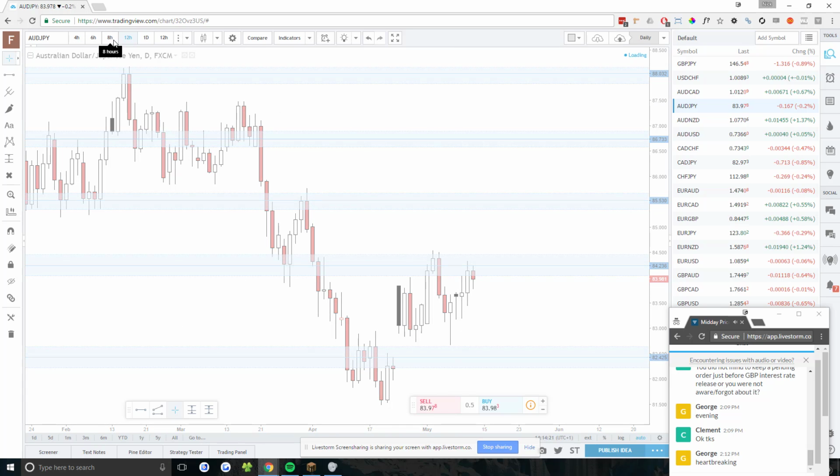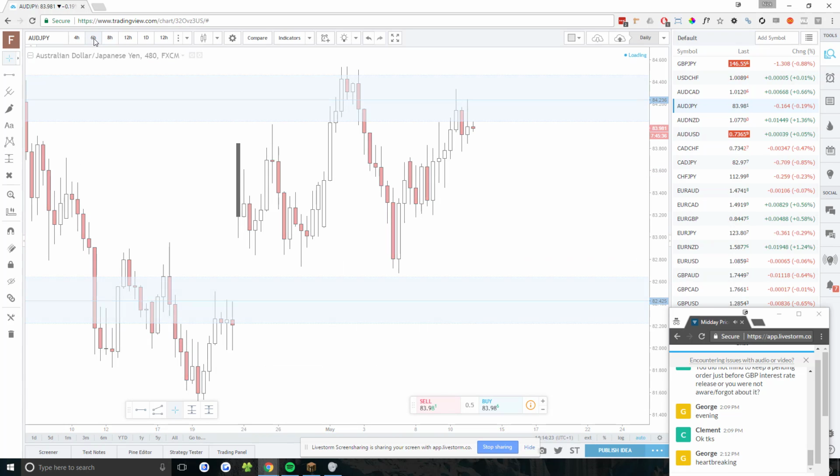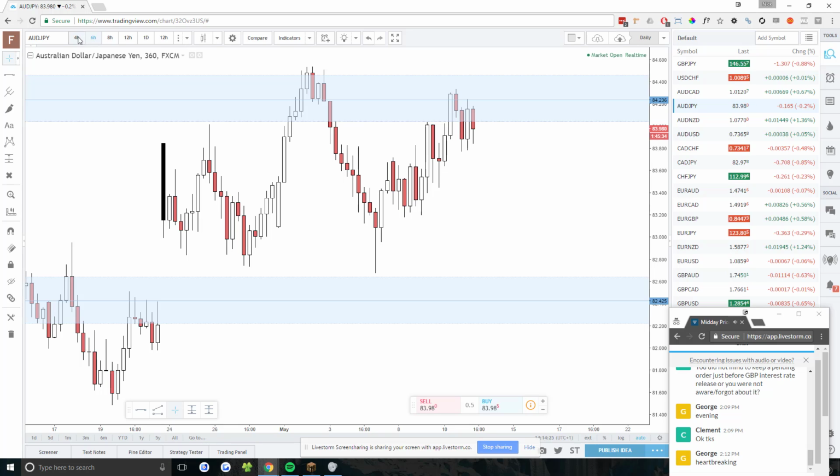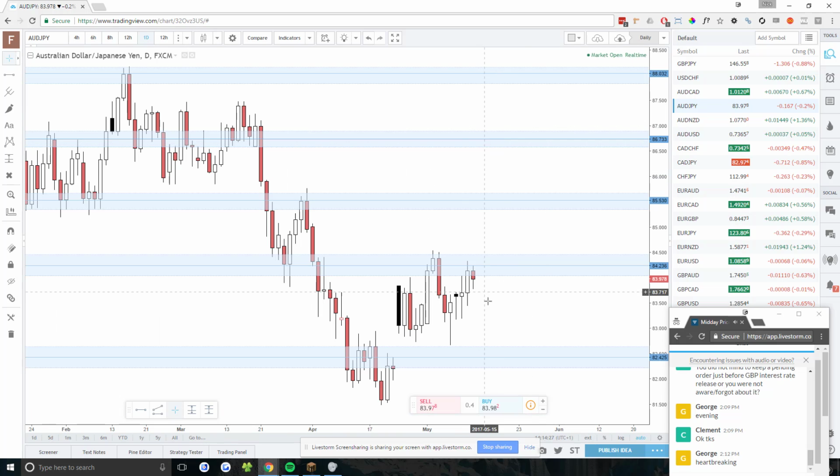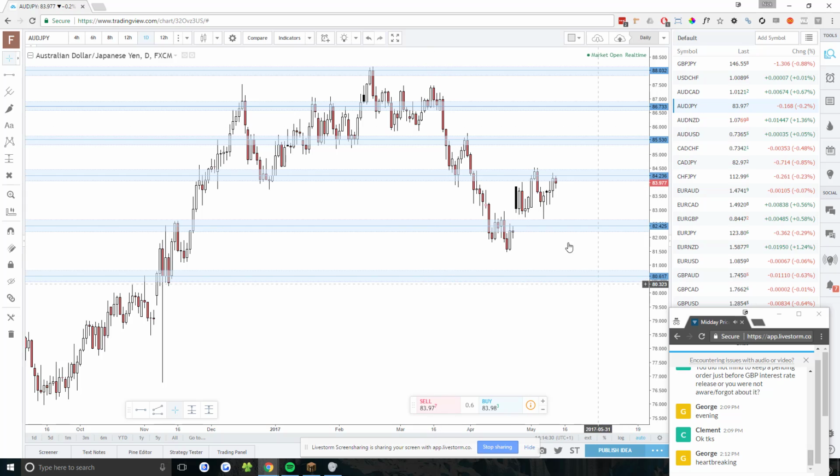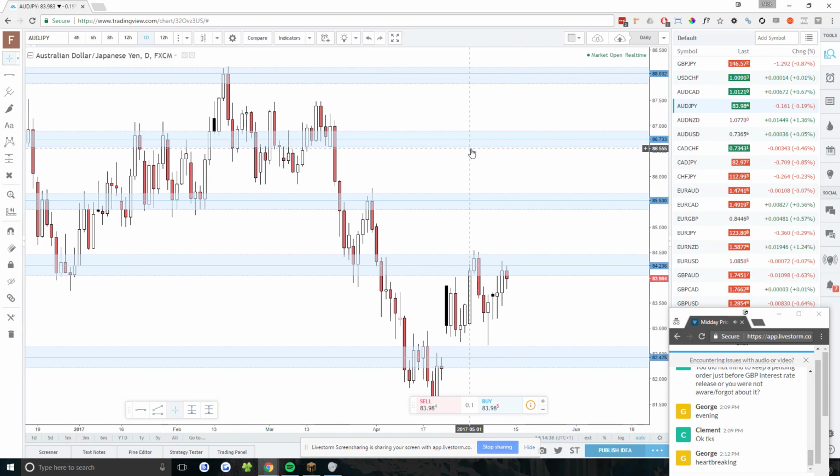So AUDJPY, let's see what's happening with AUDJPY. It's kind of interesting there actually. It's trending down overall, but then it gapped up, so who knows if that bearish trend is still active or if it's over?